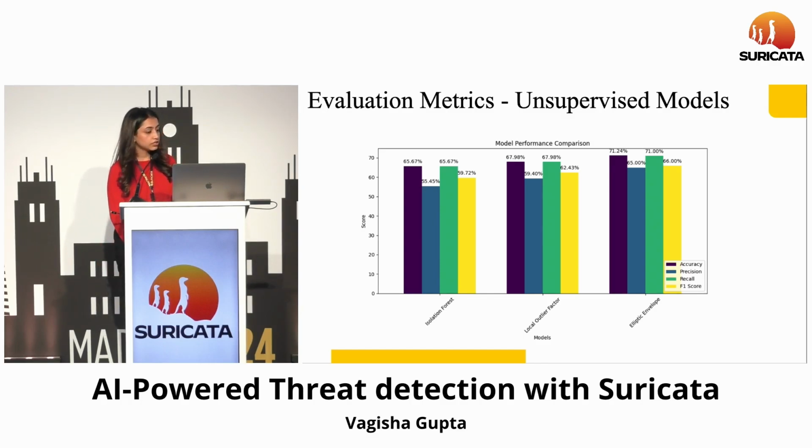Here are the evaluation metrics for unsupervised models. Unsupervised models come into place when you don't have labels. For my dataset, because I picked it from an existing dataset, it already had the labels. But when we're dealing with real-time traffic, we don't have labels. Unsupervised models, based on the features that I selected, performed a bit low. You can see the elliptical envelope gave 71.2% accuracy, low compared to the supervised models. But yes, these were the results of the unsupervised models.